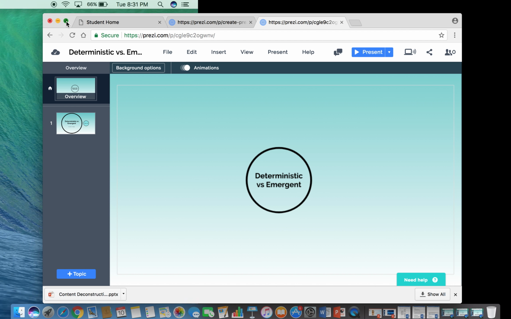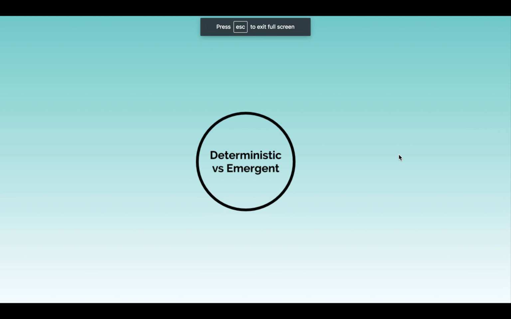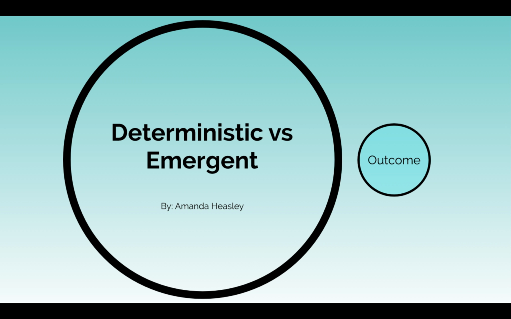This is my TED Talk on deterministic versus emergent design. The main difference between deterministic and emergent design is the outcome. So for example, in deterministic design, the outcome is known, whereas in emergent design, the outcome is not known.